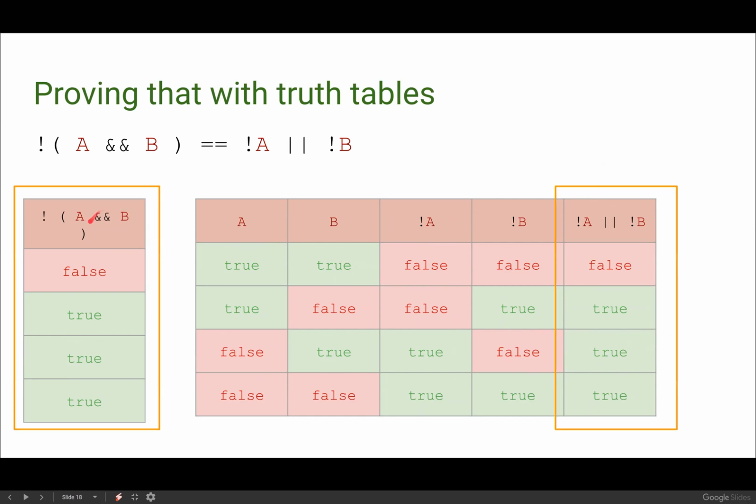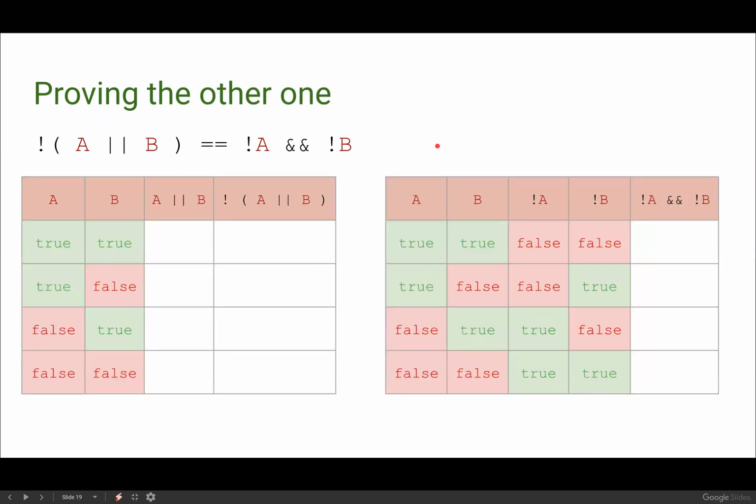So if we look at those columns, they have the same order. We have false, true, true, true. Those two columns are equivalent, which shows us those two Boolean expressions evaluate to the same thing in each of those different scenarios. And we can prove the other one as well.